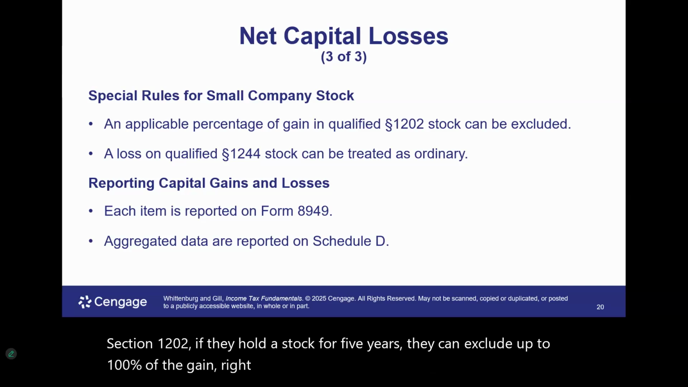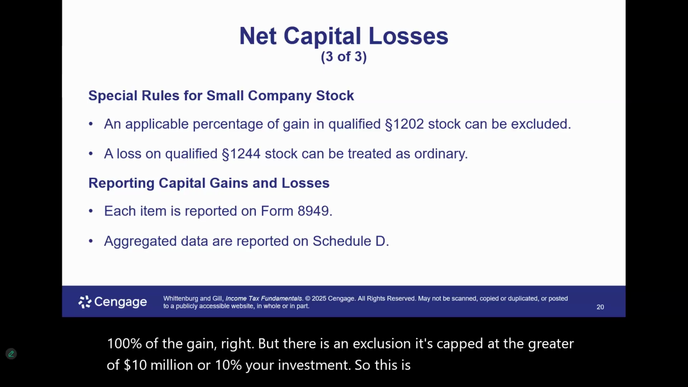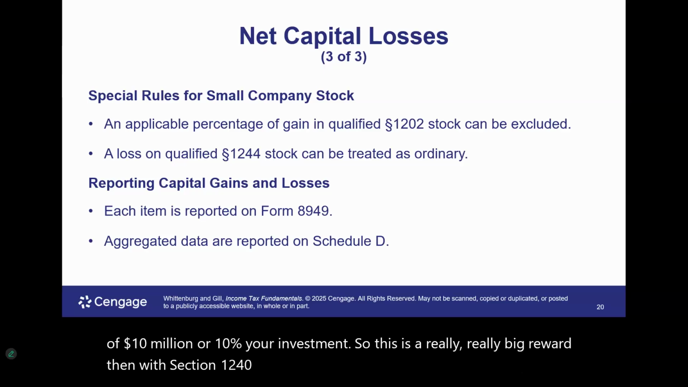But there is an exclusion. It's capped at the greater of $10 million or 10% of your investment. So this is a really big reward. Then with Section 1244, this is where it protects small businesses from the downside of risk.